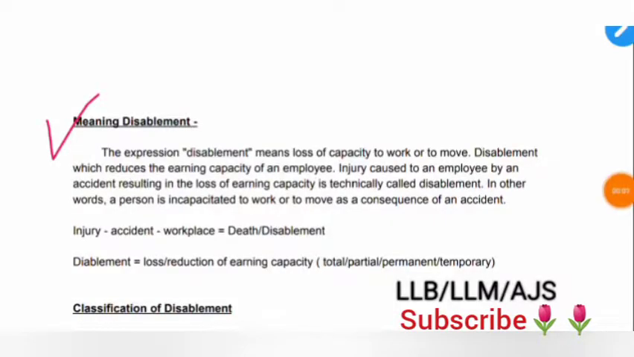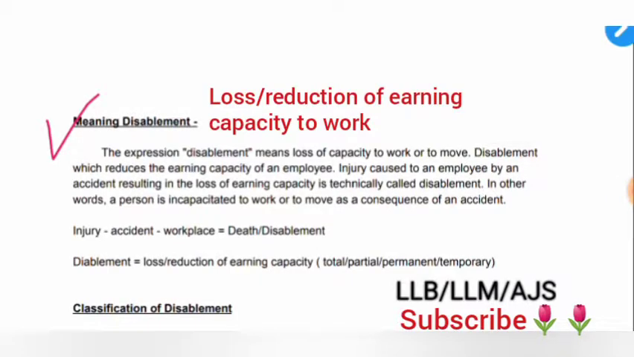So let's begin. Then comes the meaning of disablement. The expression disablement means loss of capacity to work, or in other words, loss of earning capacity or reduction of earning capacity, or the thing which incapacitates a person to work. Disablement reduces the earning capacity of an employee. Injury caused to an employee by an accident resulting in the loss of earning capacity is technically called disablement. So this is the real meaning of the word disablement.